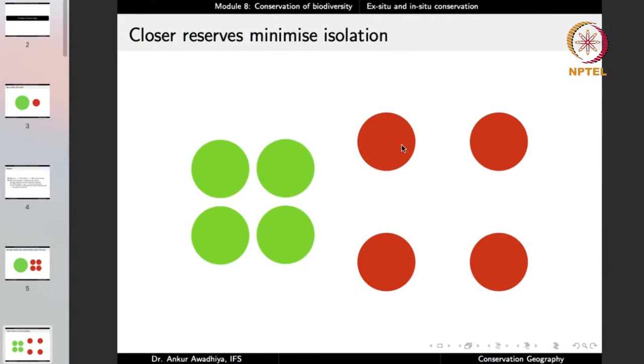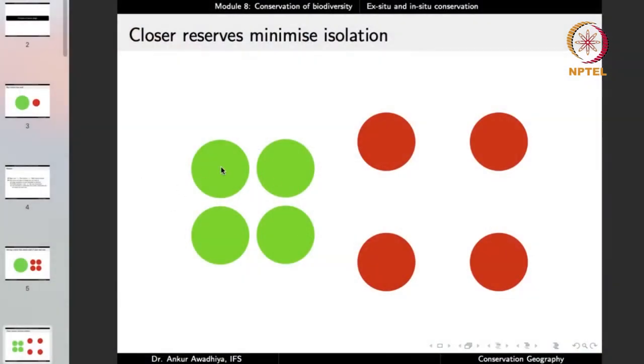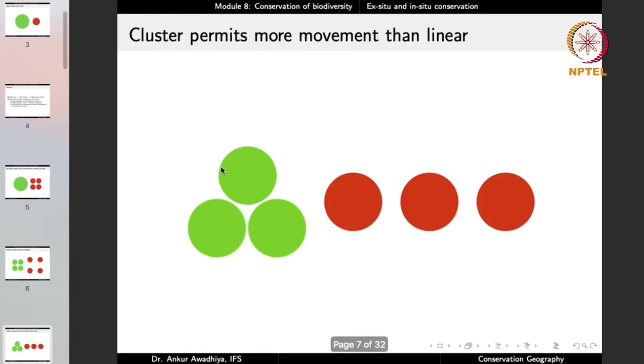But if these populations themselves are very far apart, in that case, the animals will find it very difficult to move from one place to another because there is a huge amount of human-dominated landscape in between. And in such cases, they will not behave as metapopulations. And so the small population dynamics will play a role here, here, here, and here. And in that case, all of these four populations will face a huge threat of extinction. So given a chance, always prefer to make close reserves that minimize isolation. Not just close, cluster them. A cluster permits much more movement than a linear arrangement of reserves.